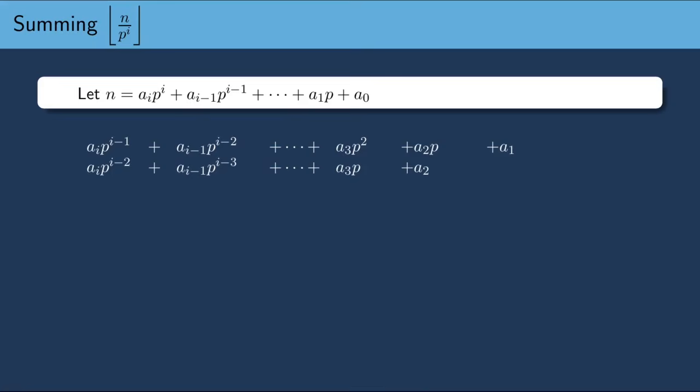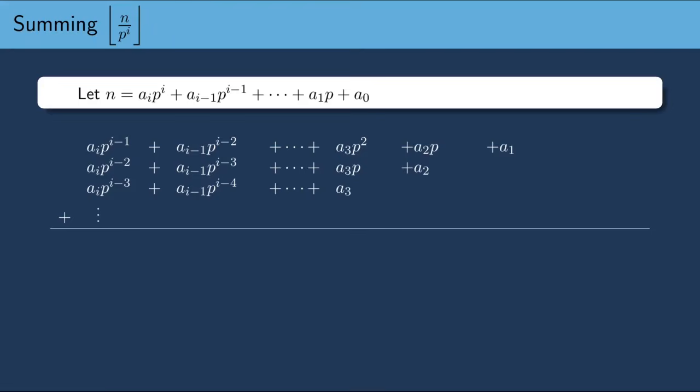For the floor of n over p squared, again, we remove the remainder when we divide by p squared. In this case, it's going to be a sub 1 p plus a sub 0, and remove 2 p's from each of the remaining terms to get a sum that looks like this. And so on and so forth, until we reach the last term, the floor of n over p to the i, where i is the highest exponent of p, and that's just going to work out to a sub i.